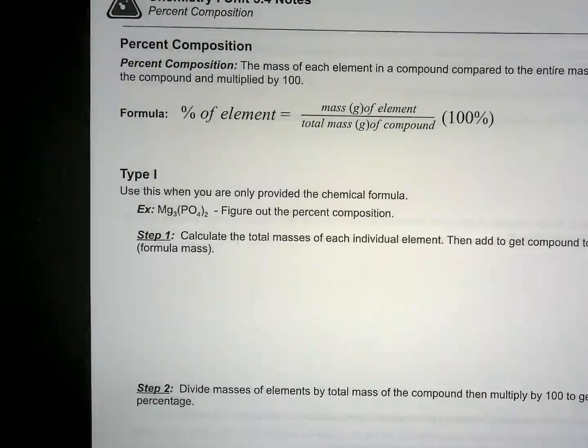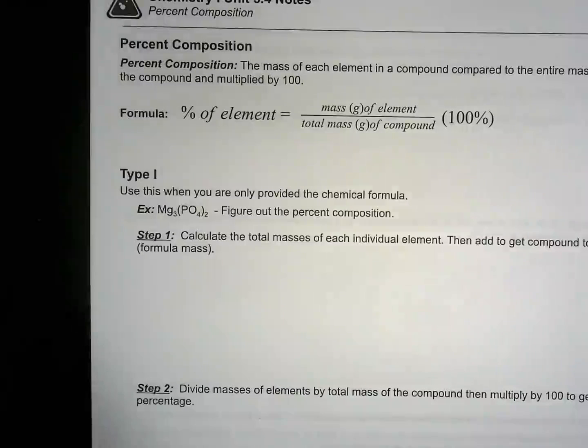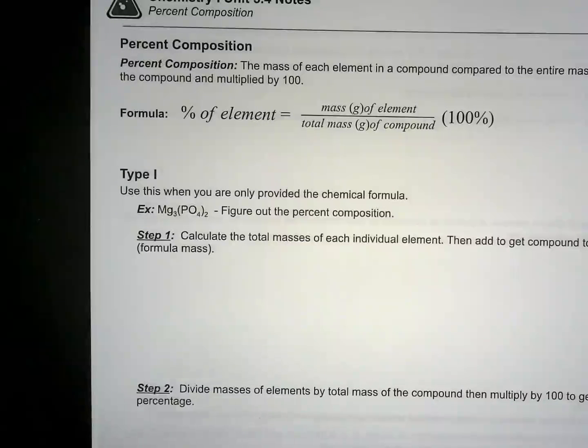So percent composition. What is percent composition? Percent composition, as it's written up here, is more or less just the mass of each element in a compound compared to the entire mass of the compound, multiplied by 100. So here I'm just looking for, that's what I need.